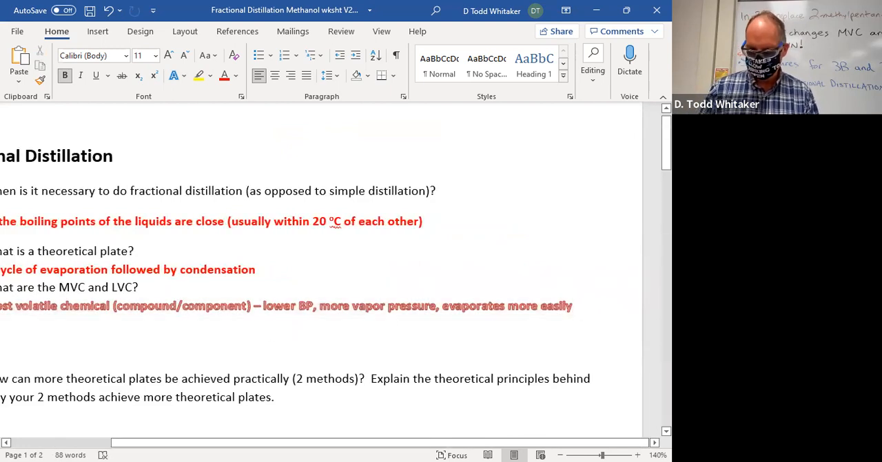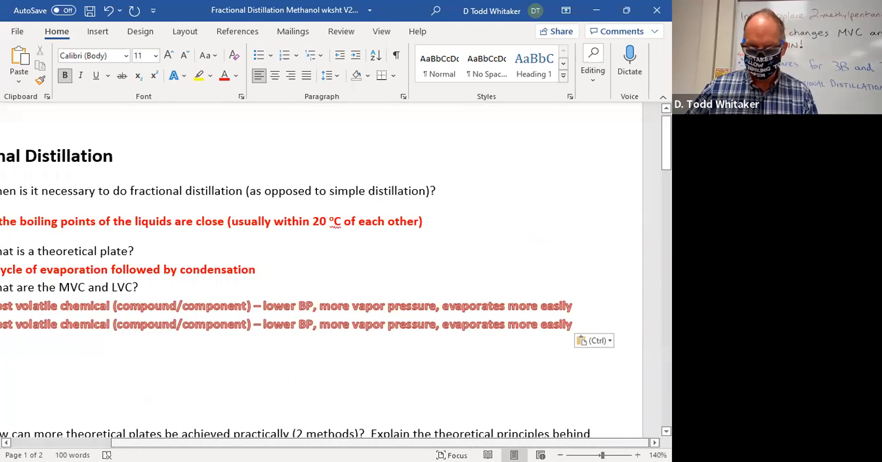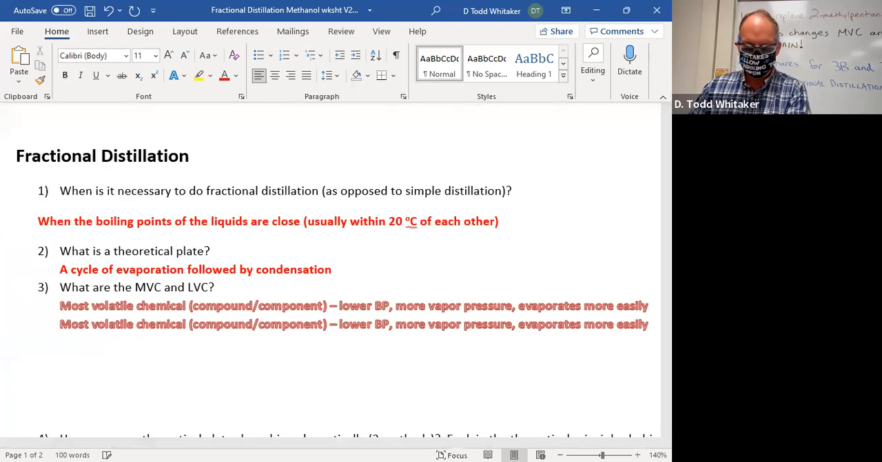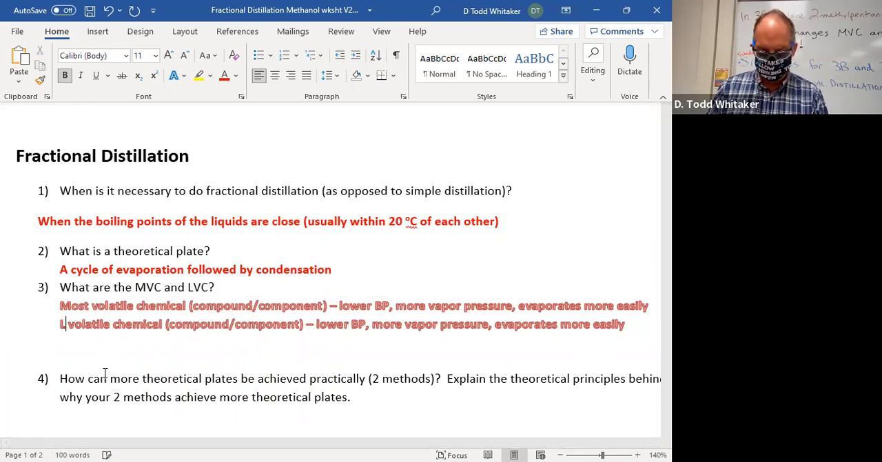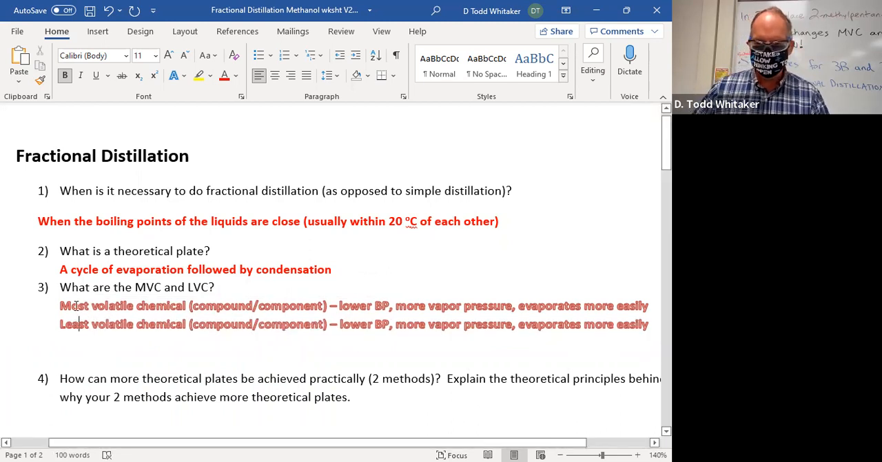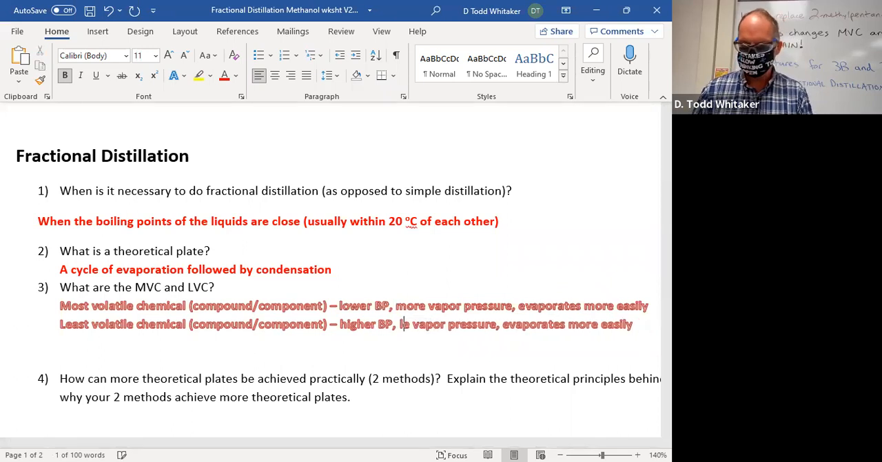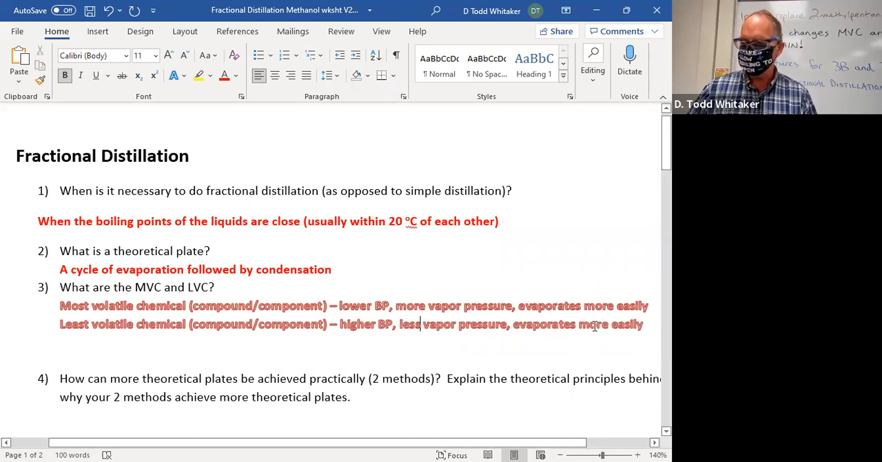Copy. Paste. Get rid of this extra space here. Least. There's a Q in there. You didn't know that, did you? Least volatile chemical. That's LVC, right? What about boiling point? Higher. With a W. Also not well known. More, no, not more vapor pressure. Less. Evaporates less easily. There you go.